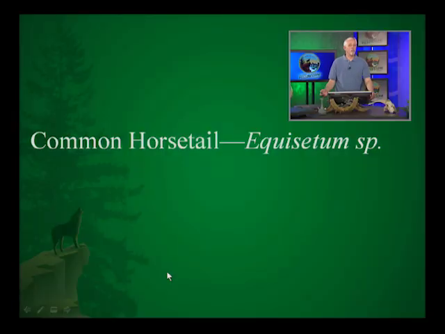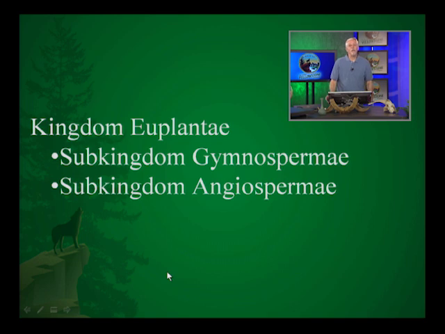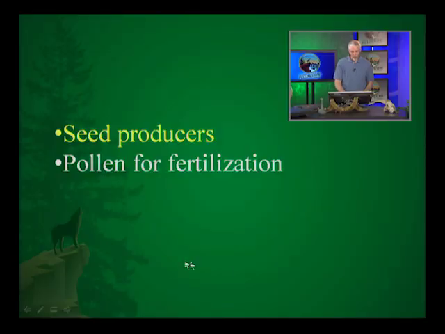Okay. And again, the common horsetail is one that we find up in the Yellowstone ecosystem, and the genus is Equisetum. All right, so next I want to move into the seed-producing plants. So there are two subkingdoms of seed-producing plants, the Gymnosperms and the Angiosperms. Now, both of these groups are seed-producing plants. So the rest of the plants we're going to talk about, and the dominant vegetation that we see in the Yellowstone ecosystem, are seed-producing plants.